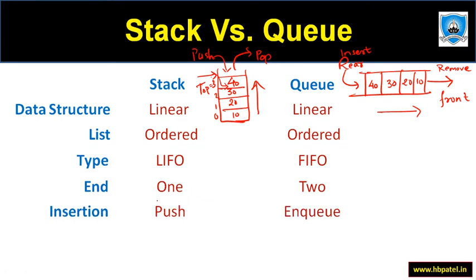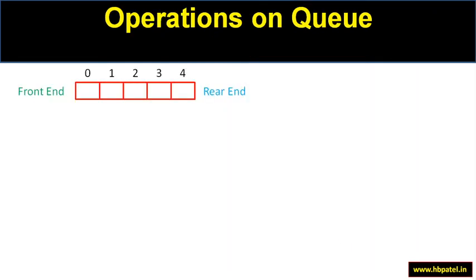And insertion is called pushing over here, the push operation, whereas in case of queue we call it enqueue. And deletion we call pop, and in case of queue we call it dequeue. So now let us try to understand this operation from a program point of view. As I have said, there are two different ends, front end and rear end, in case of queue. So now let us try to understand the different operations.